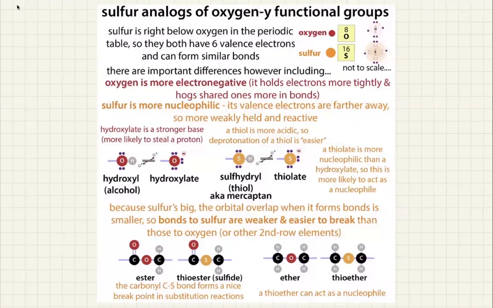And so you can see this trend if we think about the sulfur analogs of oxygen functional groups. Remember that would be like our thiol or thiolate. The sulfhydryl group, the thiol group, is going to be more acidic. And so it's going to lose that proton more easily. And then it's going to be happier in that negatively charged form. So remember that another way to think about it is that a stronger acid has a weaker conjugate base.